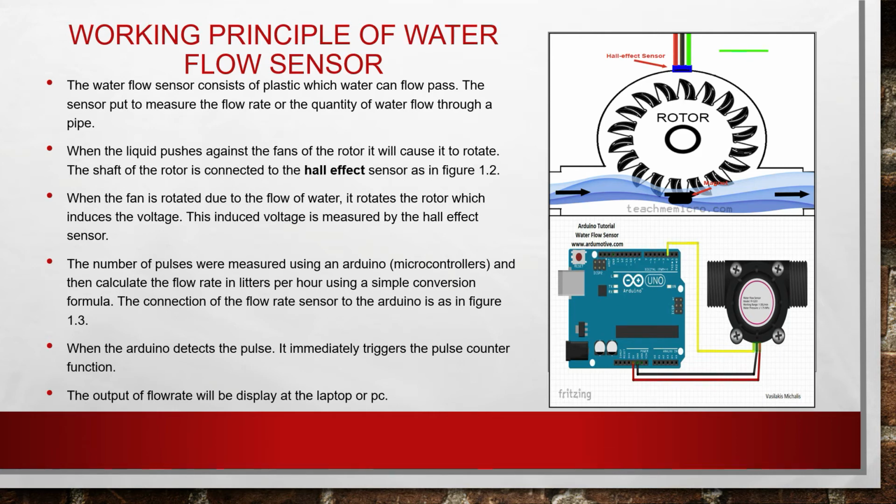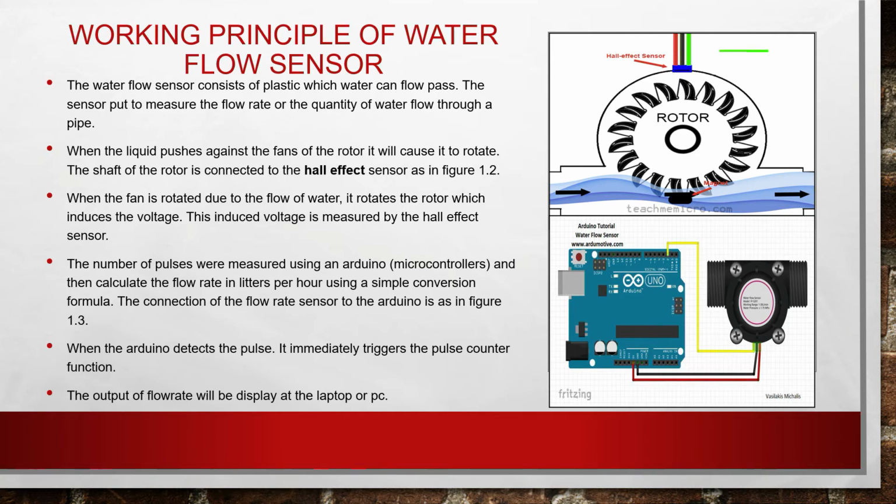Okay. So kita teruskan. When the liquid pushes against the fans of the rotor, it will cause it to rotate. The shaft of the rotor is connected to the Hall effect sensor as in figure. Okay, macam kat figure sebelah. When the rotor is rotated due to the flow of water, it will induce the voltage. This induced voltage is measured by the Hall effect sensor.